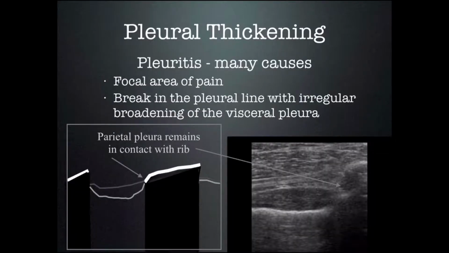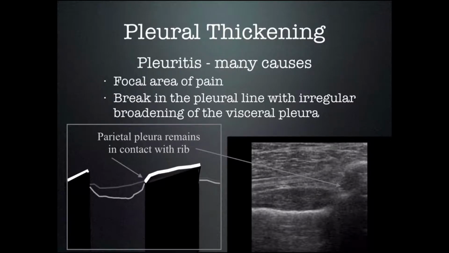So the first one is non-specific. It's called pleuritis. Generally, when I'm scanning somebody in the thoracic ultrasound, I'm either scanning them for shortness of breath or chest pain, or both. And if I've done an exam and it's normal and they've got chest pain, I'd like to put the probe right where they say it hurts. And sometimes I'm going to find a thickening of the pleura. This could be pleuritis from an infectious cause or an inflammatory cause. I can't really tell. But pleuritis is generally going to be broadening or thickening of the visceral pleura.